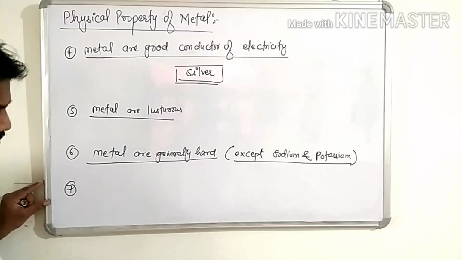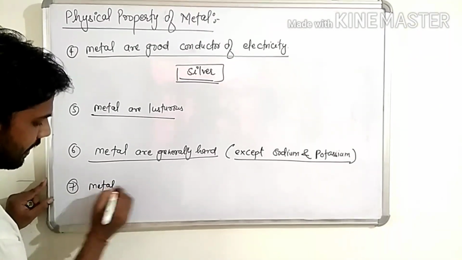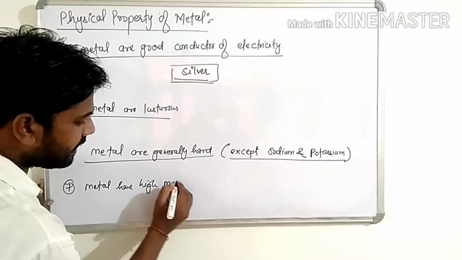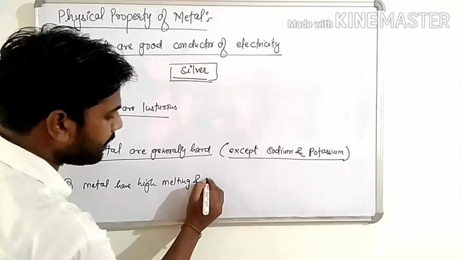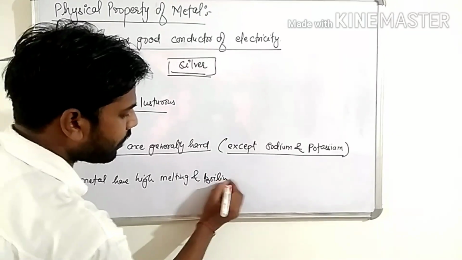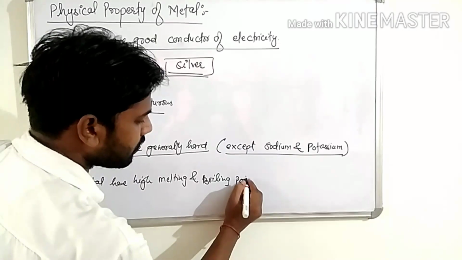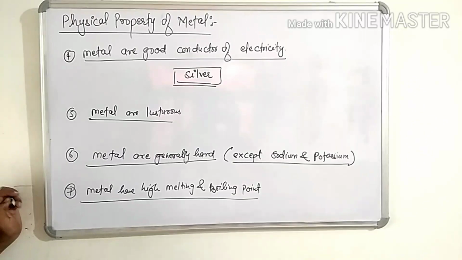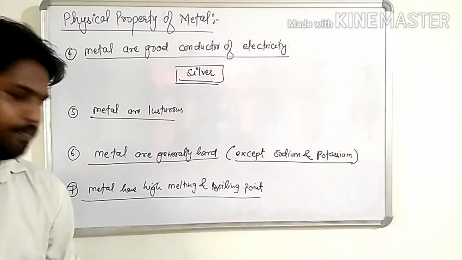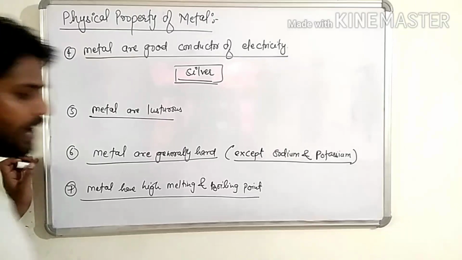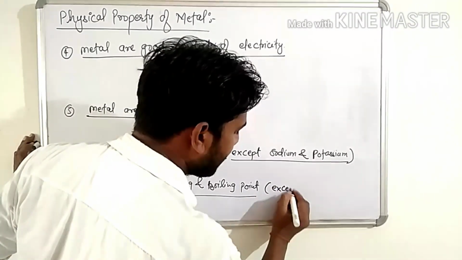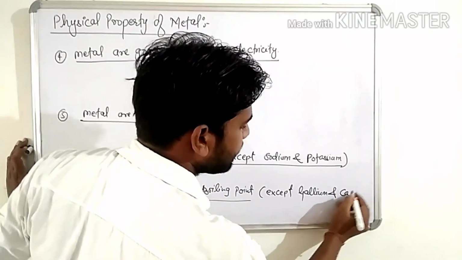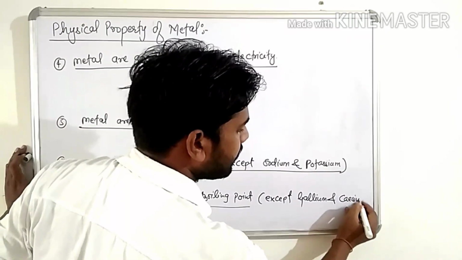Seventh property is that metals have high melting and boiling points. All the metals generally have high melting and boiling points due to their hardness. Okay, except gallium and cesium, or you can say calcium.